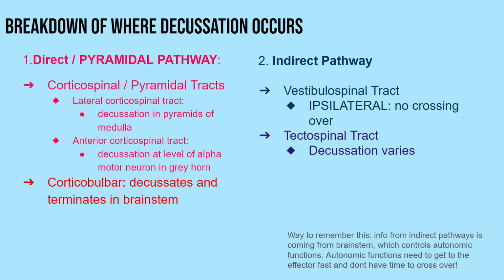This was another little note on how to remember the indirect pathways. The indirect pathways start in the brainstem, which controls autonomic functions. And for both of these pathways, you don't really cross over. Since they're autonomic functions, those might be more important functions like breathing, so they don't have time to cross over. That might help you remember it.